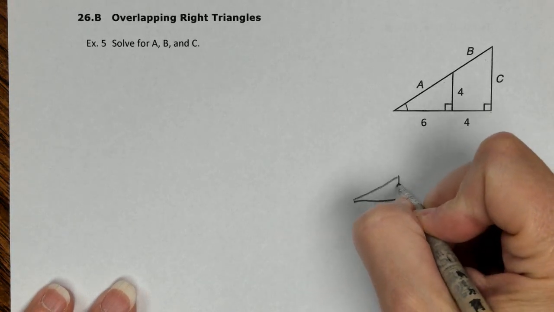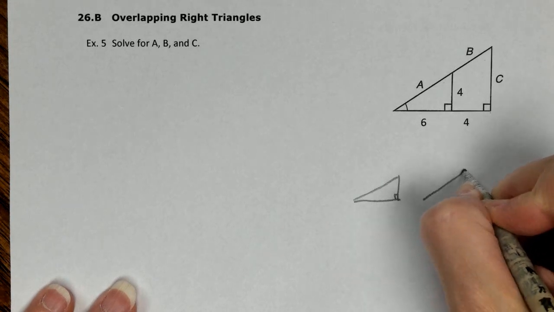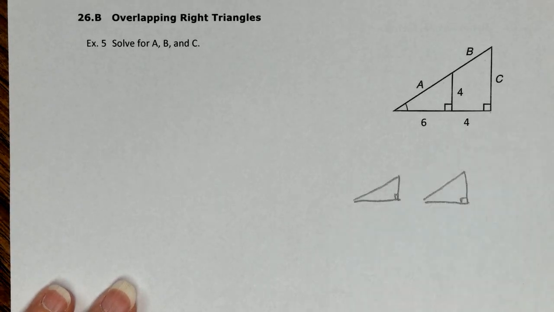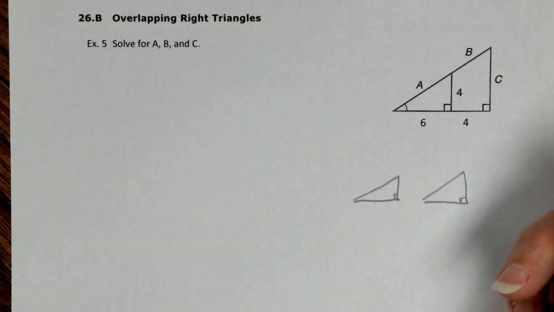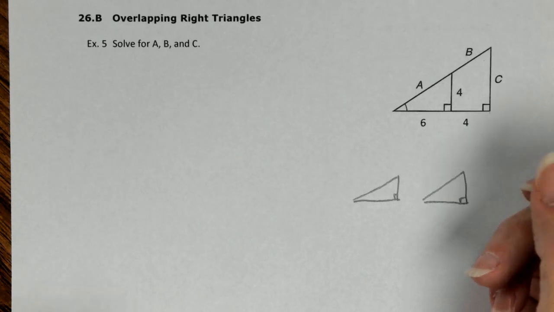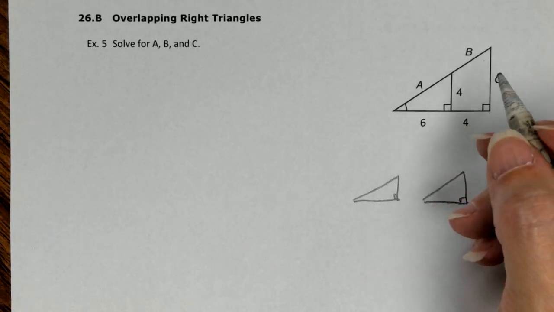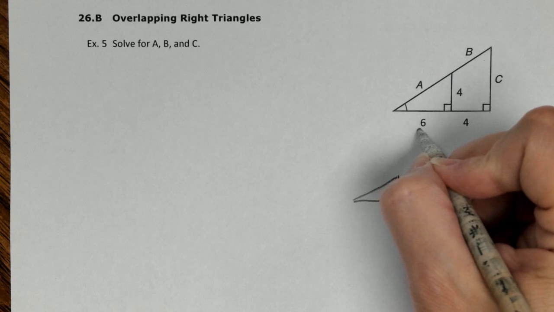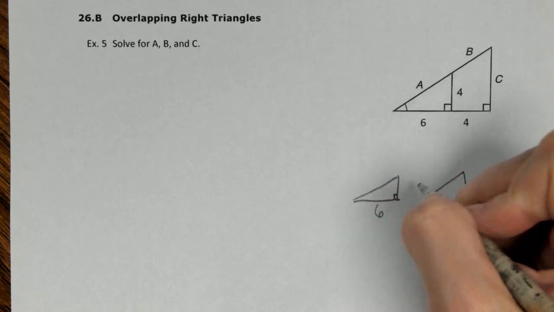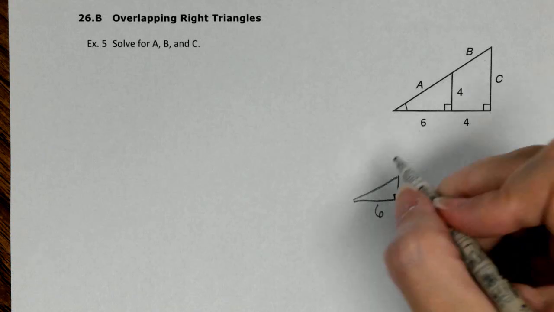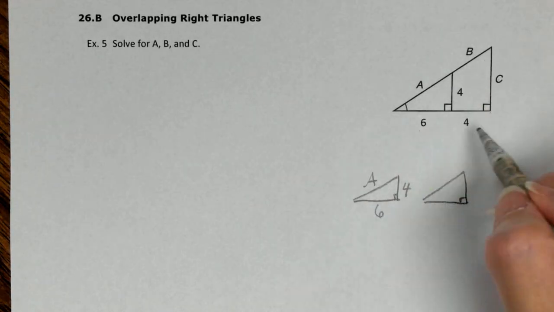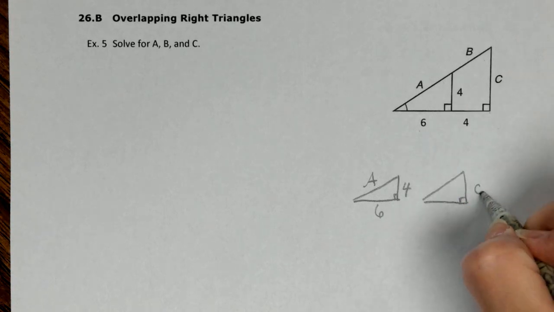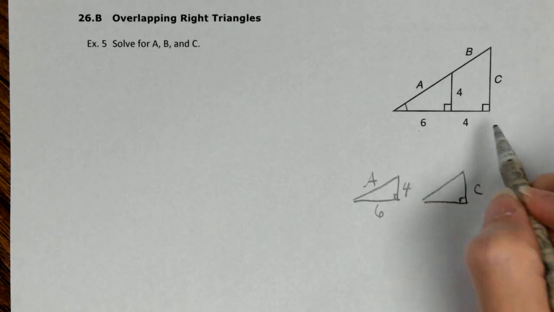First thing I'm going to do, like before, is draw both of the triangles separately. And you don't have to have them to scale. They should look close to being right triangles. Just I have a rough sketch. And my smaller one here on the left, the bottom side is 6, the vertical side is a 4, and the hypotenuse is A. On the larger one, the overall one, the vertical side is C, the bottom is 10.